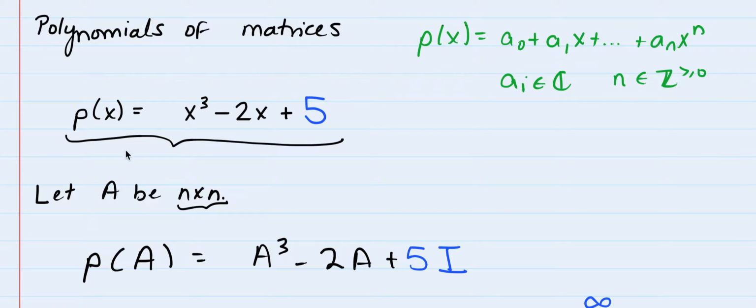So here's an example of a polynomial, and what we're going to do is, instead of using x, we're going to replace it with a square matrix. Here we have an n by n square matrix. So we could have the polynomial P of A equals A cubed minus 2A plus 5I. Wherever we had an x, we substituted an A, and if we didn't have an x, we put the identity matrix there, and the identity matrix needs to be the same size as A. So this is a polynomial of the matrix A.